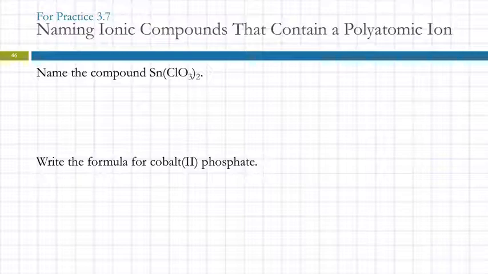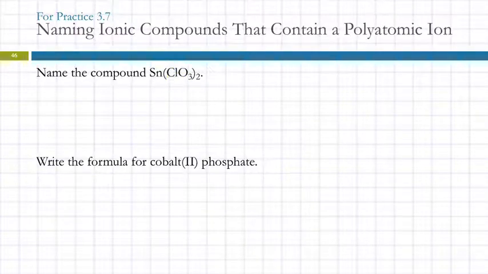So let's practice using polyatomic ions. So let's name this compound. The formula is Sn(ClO3)2. Now, we hadn't seen parentheses in a chemical formula before. We've seen them in the name around the Roman numeral. Here we have the parentheses around this ClO3.